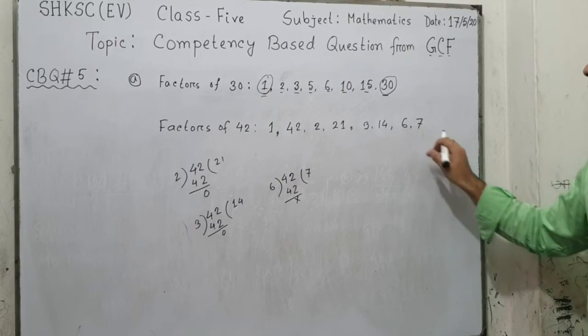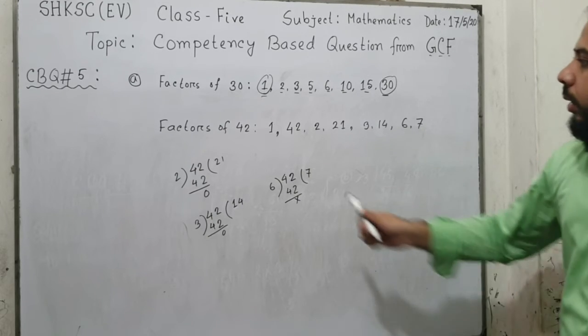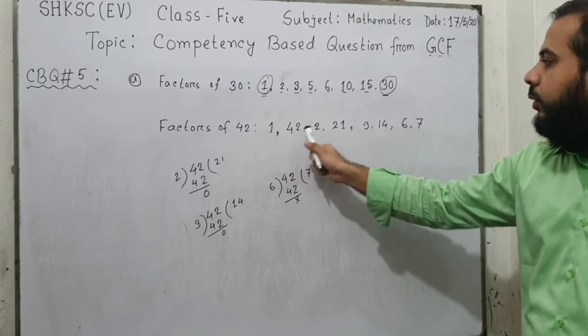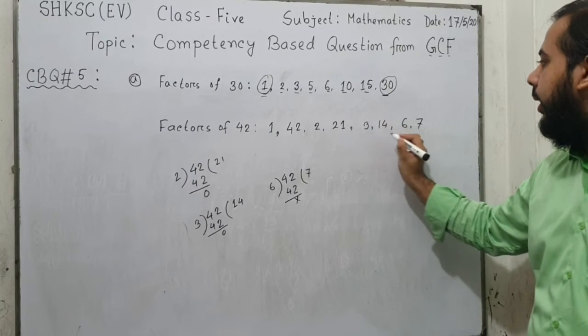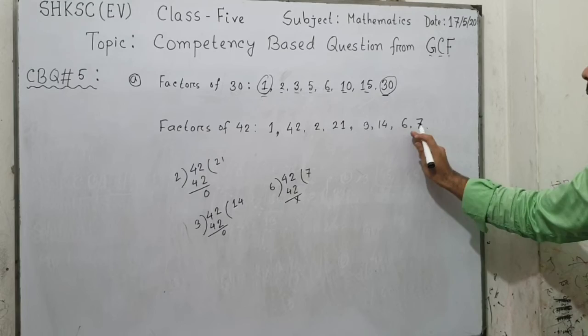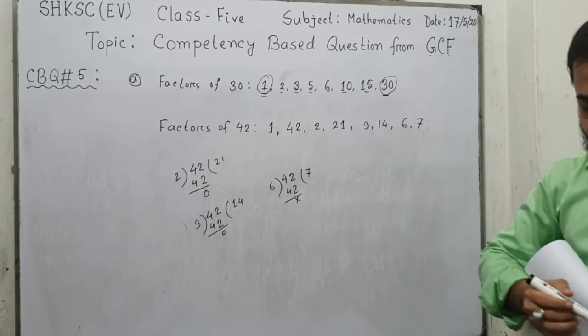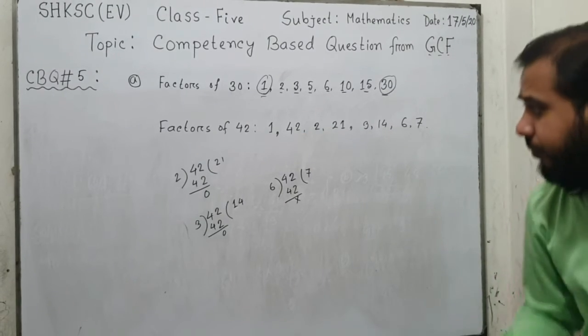So how many factors do we get? 1 and 42, 2 and 21, 3 and 14, and 6 and 7. All these numbers are factors of 42.